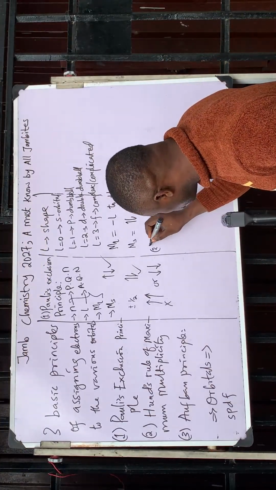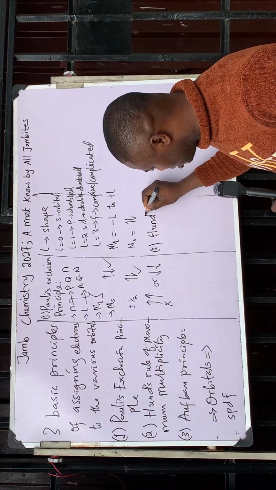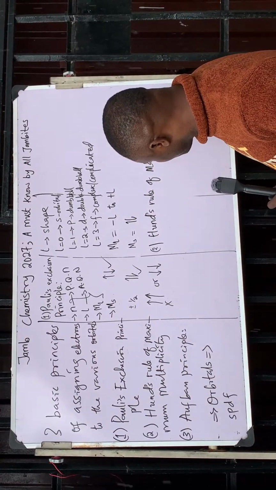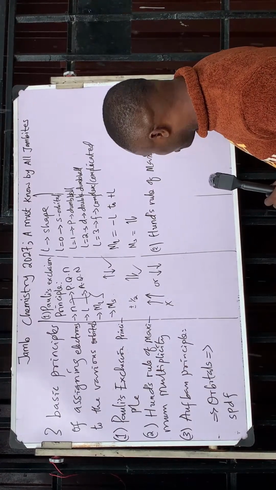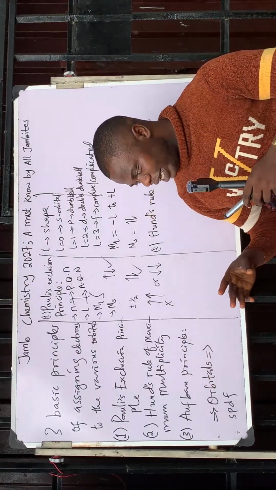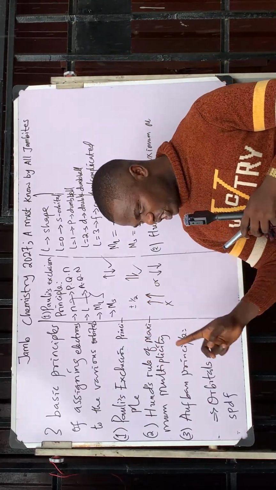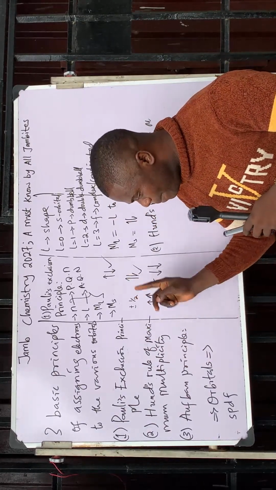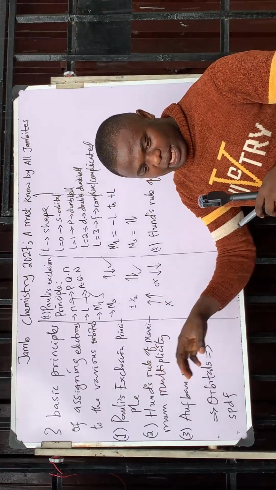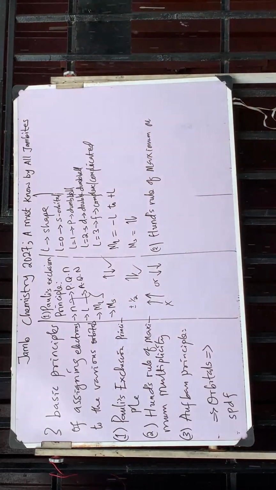Let's go to number two, which we call Hund's rule of maximum multiplicity. What does this say? This says the electrons in an atom must first be shared singly before pairing takes place. That is what Hund's rule is talking about. The electrons must first be shared singly before pairing takes place.